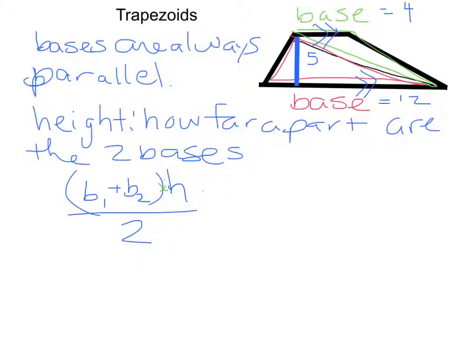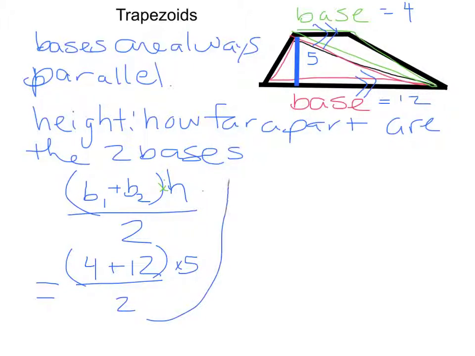So my base 1 is 4 plus 12, keep my brackets, times my height of 5. Usually you would keep working underneath the question, but I'm going to move over here. So now we have 16 times 5 over 2. And then 80 divided by 2 gives me 40. Okay, so this is calculator work.